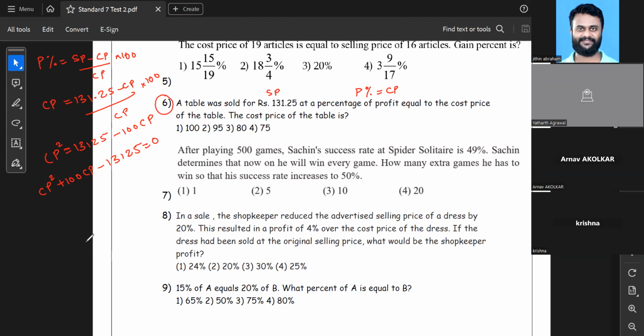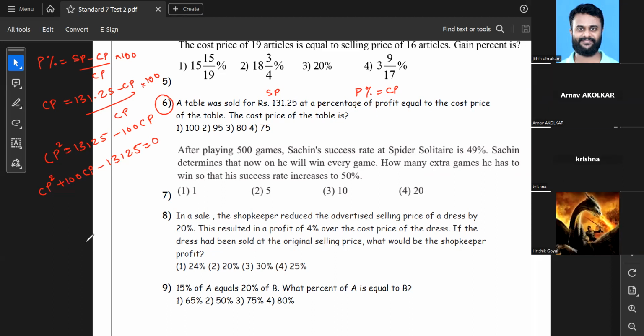Yes, quadratically we can solve it. I'm not saying that we will not be able to solve. I'm just thinking whether there is any other method to solve.